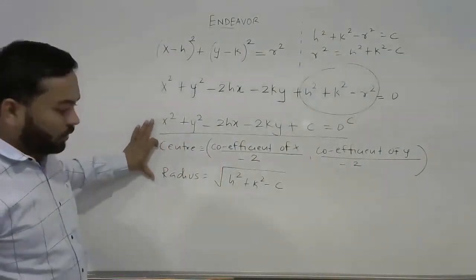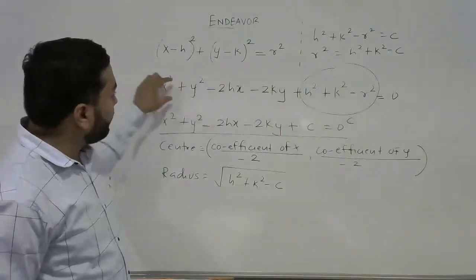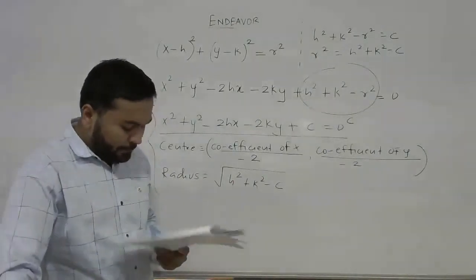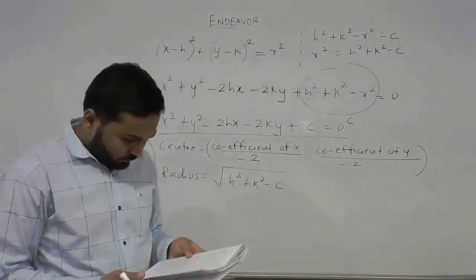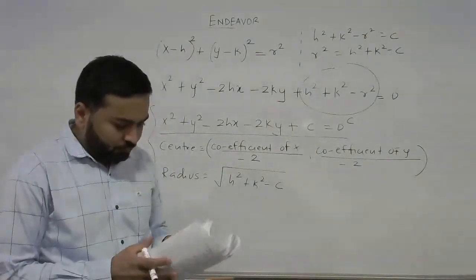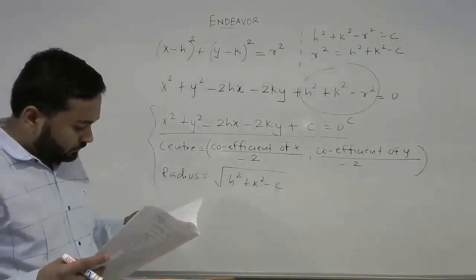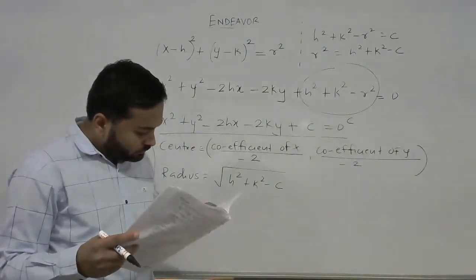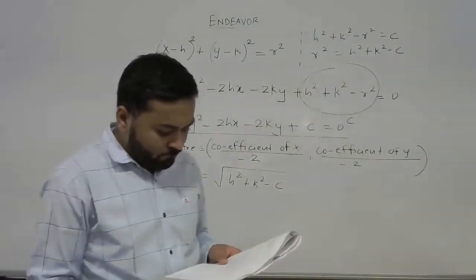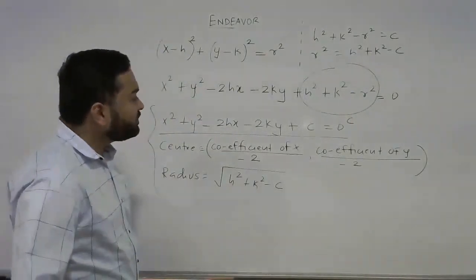I would want you to copy down this. Come to page number, yeah, we are on page number 6, equation of a circle. So this equation is already given. I would want you to copy down this part. Just take down this. Okay.